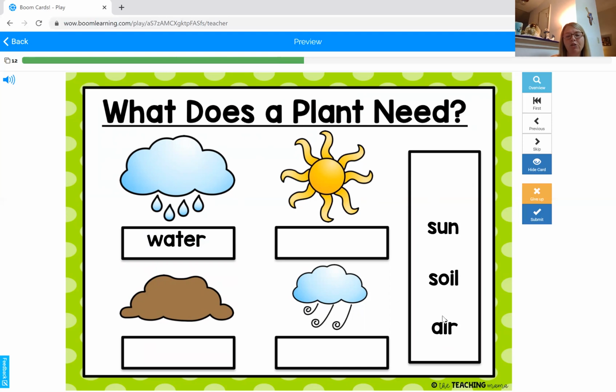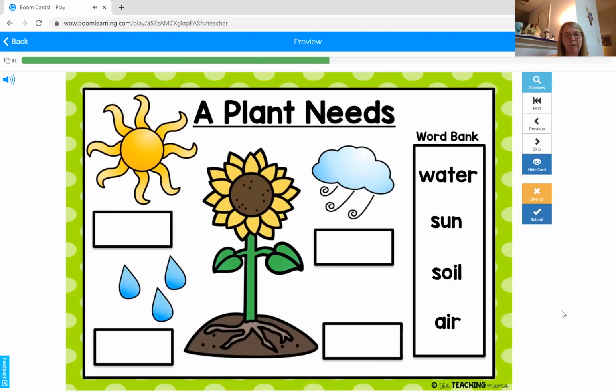Ooh, but I see there's two words that have that sound. So I'm going to go to the next letter sound. U is for the letter U. That's right. So I'm going to put this one here. And now I see the picture of soil. And there's my last S sound for soil. And lastly, a plant needs air. All right, let's see if Miss Molly got it right.